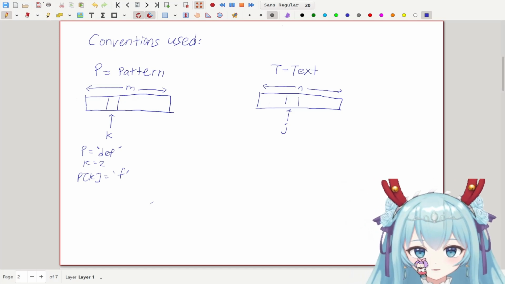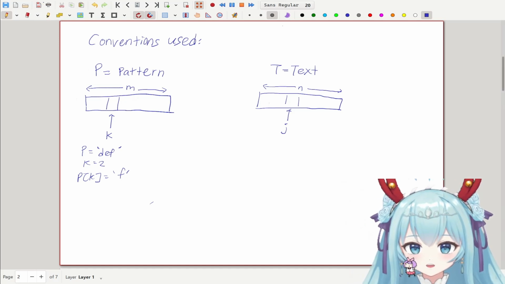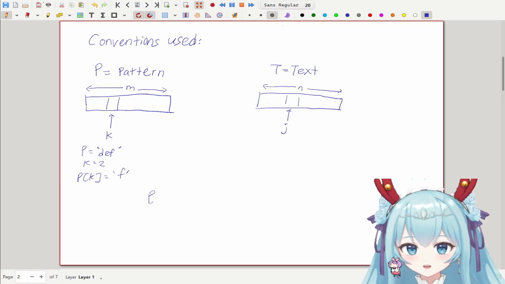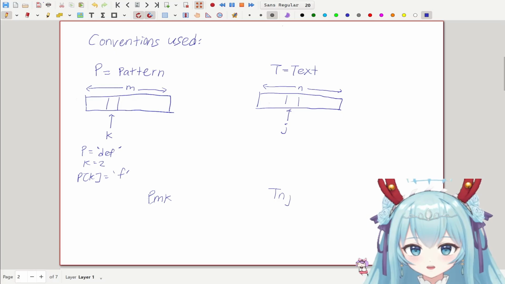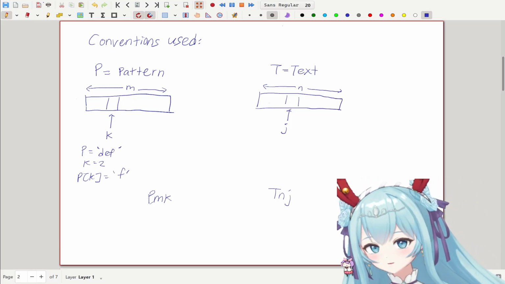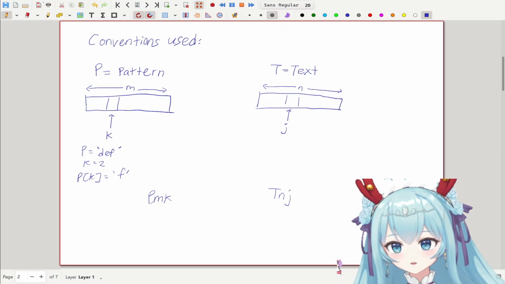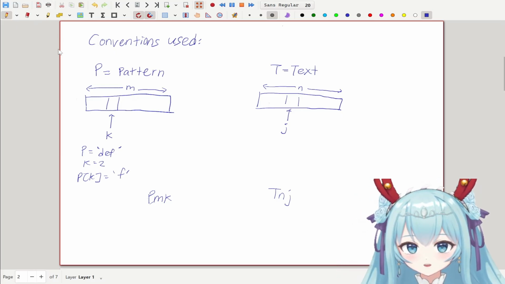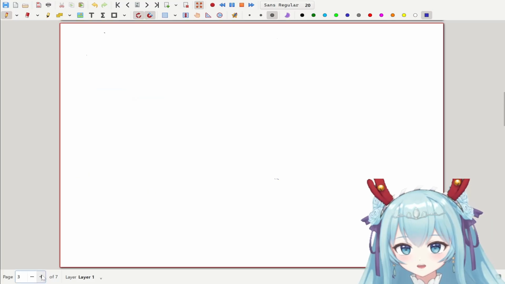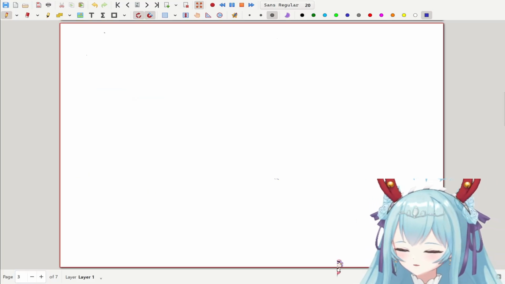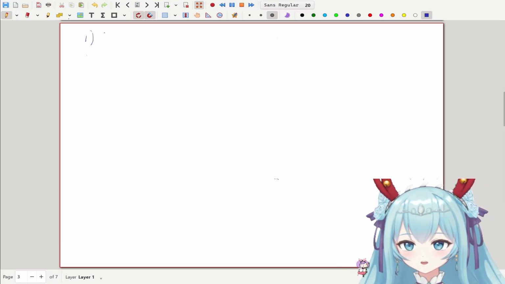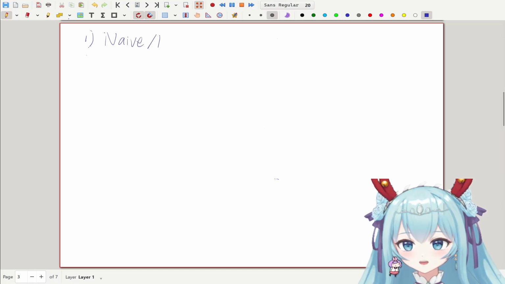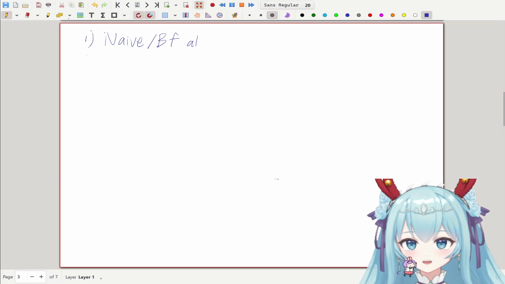So to easily remember this, we can just have this abbreviation of PMK and TNJ. And we'll refer back to this slide if needed. Okay, so now we'll jump right to the naive algo, the brute force algo.